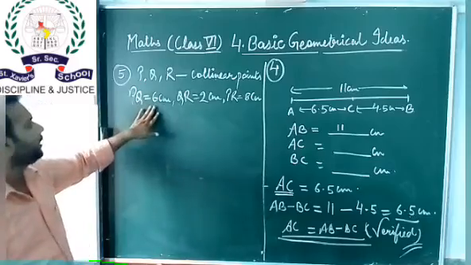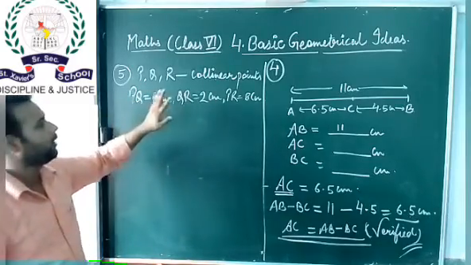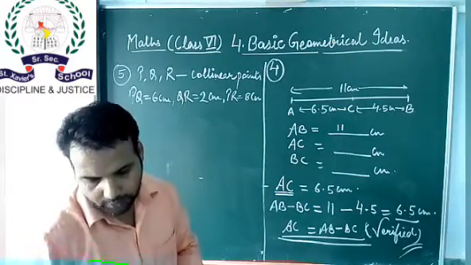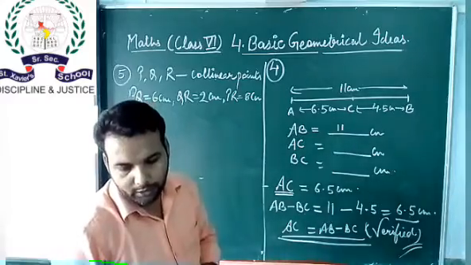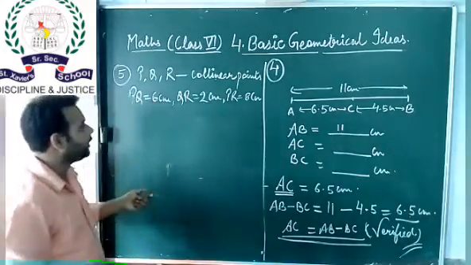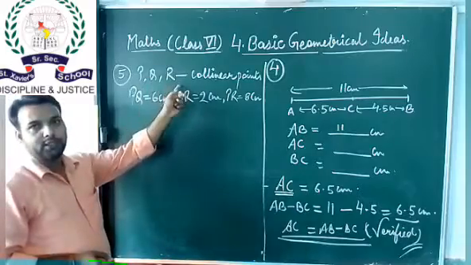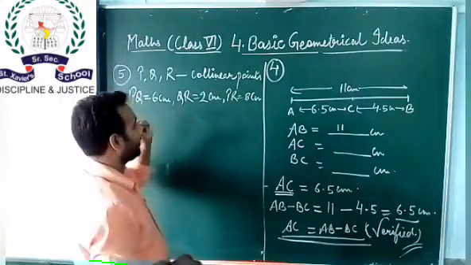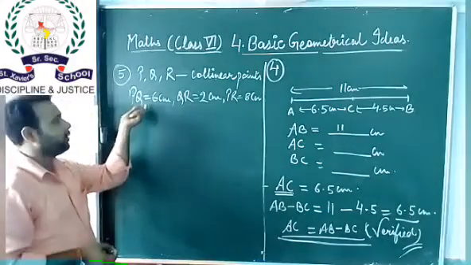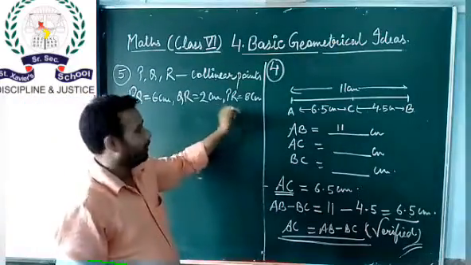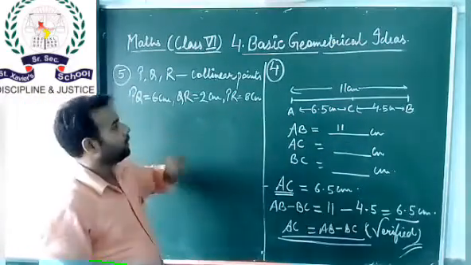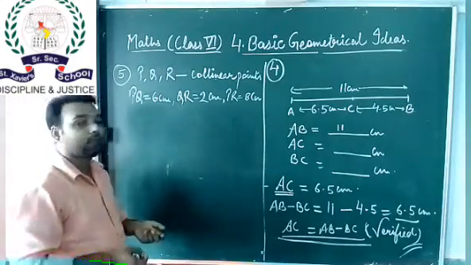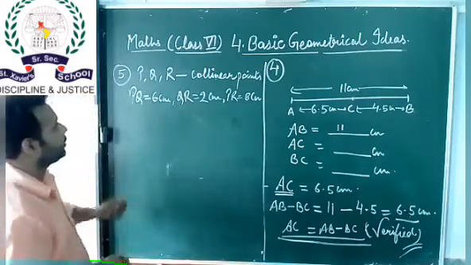Three measurements are given: PQ 6, QR 2, PR 8 centimeter. Then it is asked which one point lies between the other two. Because three points are given here: P, Q, and R, and the measurements of these line segments PQ, QR and PR are given. Then you have to check which point lies between the other two, so check which one is longer.